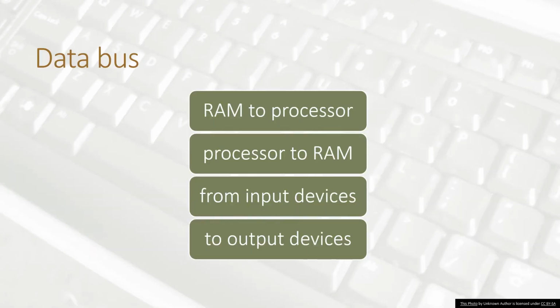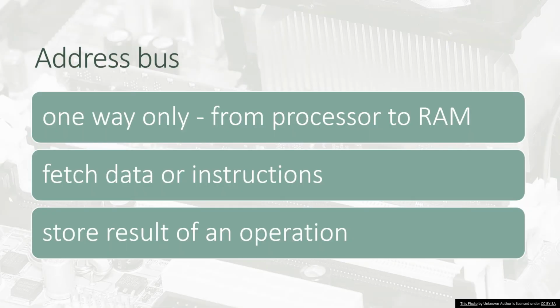The data bus is also a two-way connection, and we've seen in the previous presentation how data is sent between the processor and RAM. Data will also be sent from input devices into the processor and from the processor out to the output devices. So there are data buses throughout the processor and they operate in both directions. Control and data buses work in both directions.